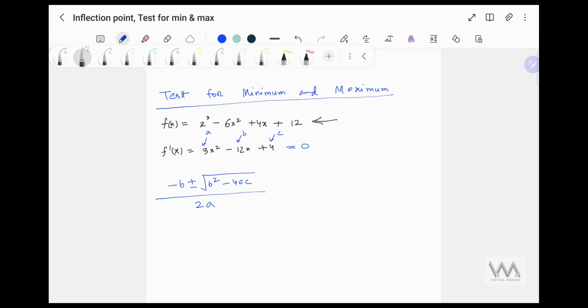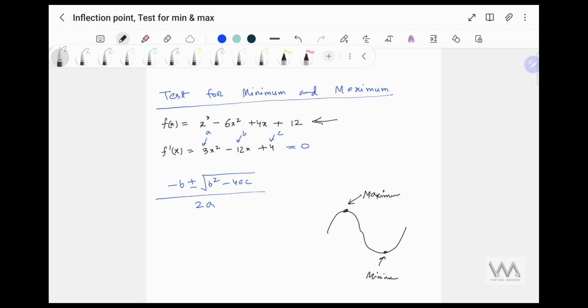Let's talk about how to test for a minimum and maximum point for a curve. So what is a minimum and maximum point? If we have a curve, concave down, concave up, this is a maximum point, and this is a minimum point.